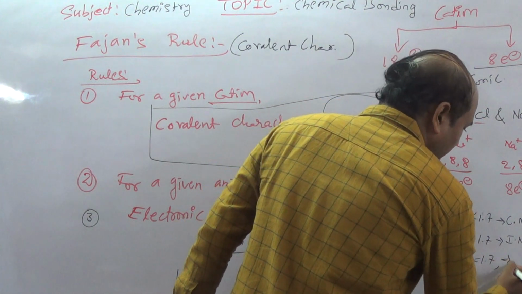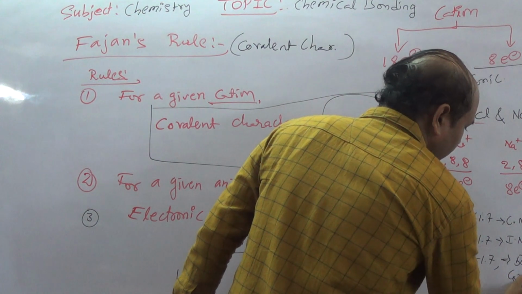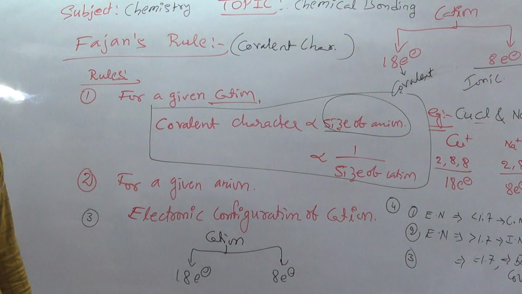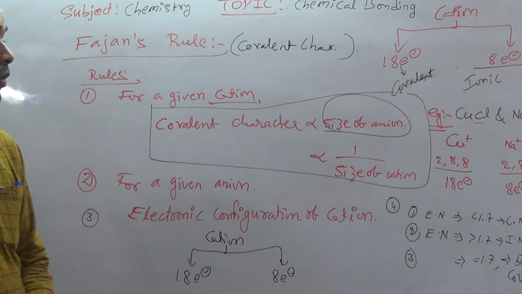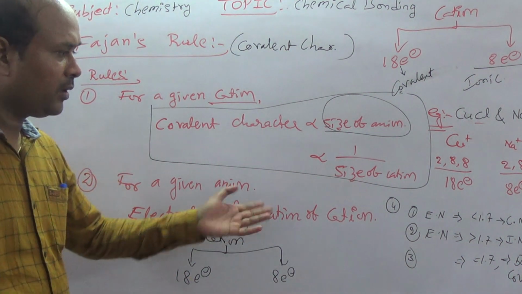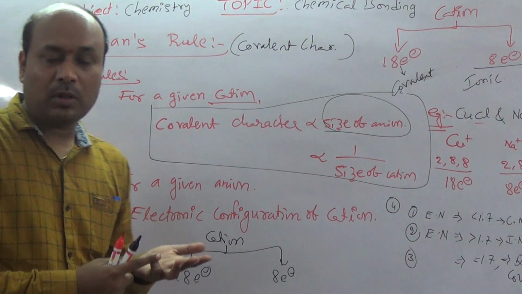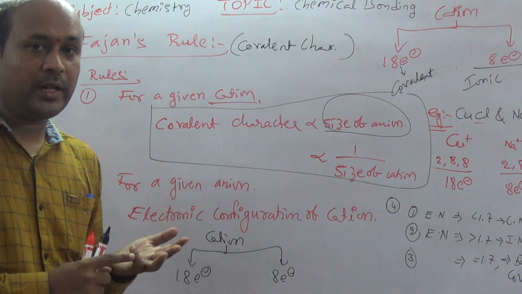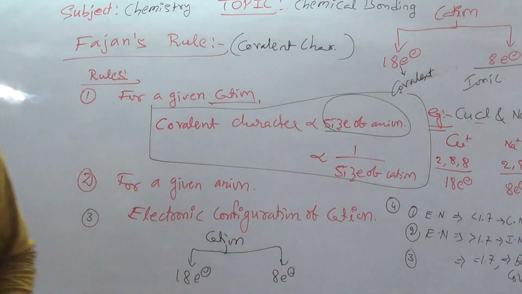Then it has 50% covalent nature and 50% ionic nature. This is very useful to determine the covalent and ionic nature of given compounds. And for the competitive side, these two concepts are very important: one is polarizing power and polarizability, and the next one is Poisson's rules.